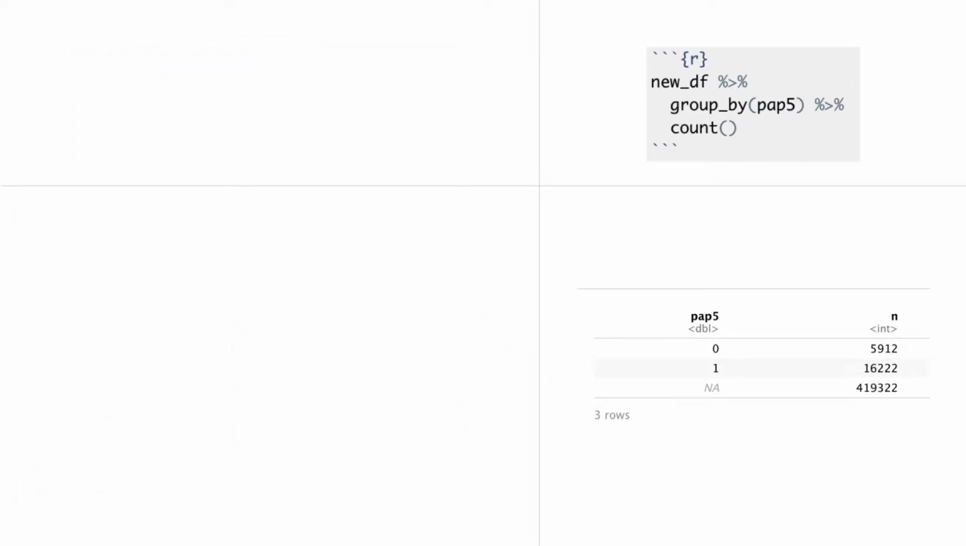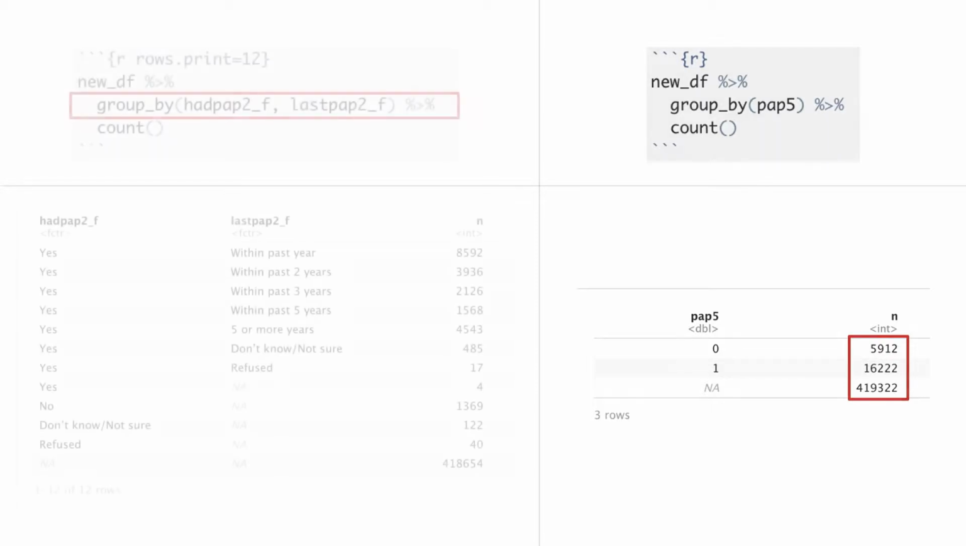First, take a look at this one-way frequency table for the variable we created, Pap5. There isn't anything new in this code. If it doesn't make sense to you, please review the lesson on descriptive analysis of categorical variables. We can see that 5,912 participants did not have a Pap test in the past 5 years. 16,222 participants did have a Pap test in the past 5 years, and 419,322 participants have a missing value.